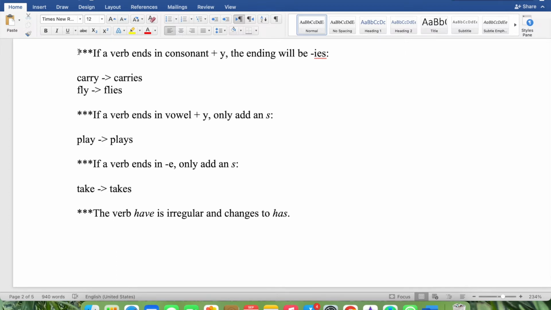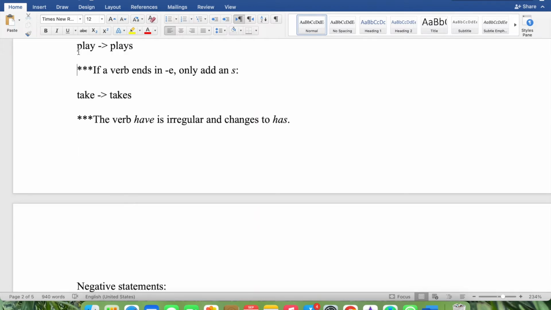If a verb ends in vowel plus y, only add an s, like play, plays. Before y, we have the e sound. If a verb ends in e, then of course you'll only add s. Take, takes. The verb have is irregular and changes to has.